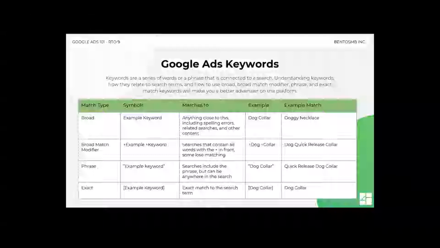There's also a third or a fifth kind of type of keyword, which is a negative keyword. And negative keywords can be used to say, I don't want to match on this. So in this example, the first one where it's the broad example, dog collar being matched to doggy necklace. If I'm advertising a dog collar or a quick release dog collar, I don't really want to advertise that to somebody that's looking for a doggy necklace. So you can go in and put in a negative keyword of necklace, and that would make it so that this no longer matches.